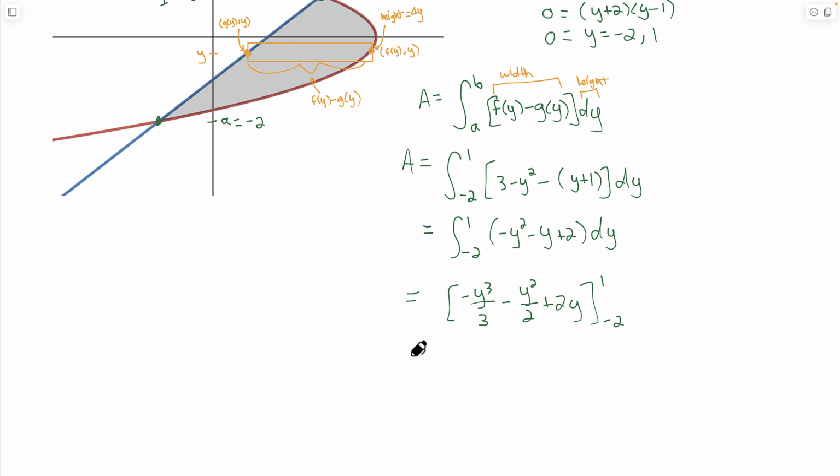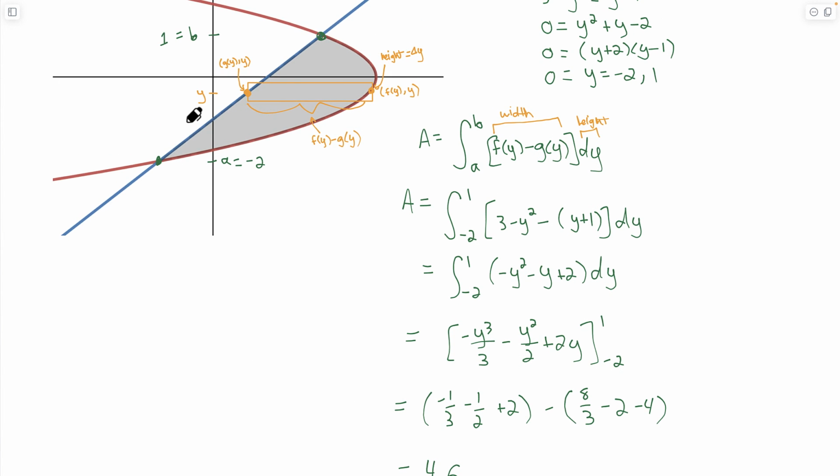I'll evaluate the antiderivative at 1 and then subtract the value of the antiderivative at negative 2. So at 1, I've got negative a third minus a half plus 2. And I want to subtract the value of that antiderivative when y is negative 2. That would give me 8 thirds minus 2 minus 4. And that gives me 4.5 units squared. So that shaded area there is 4.5 units squared.